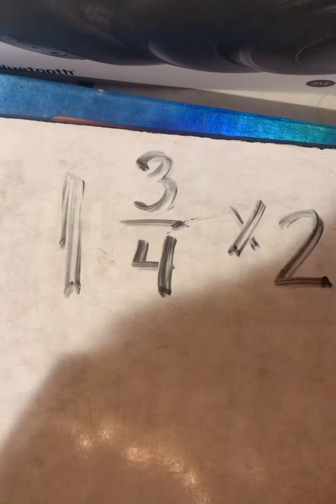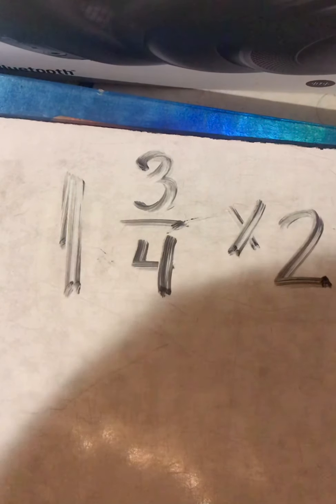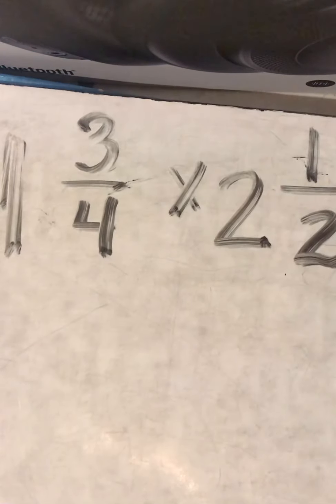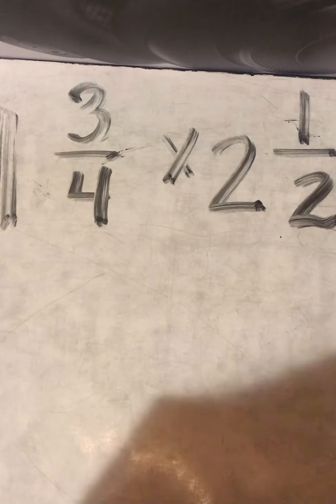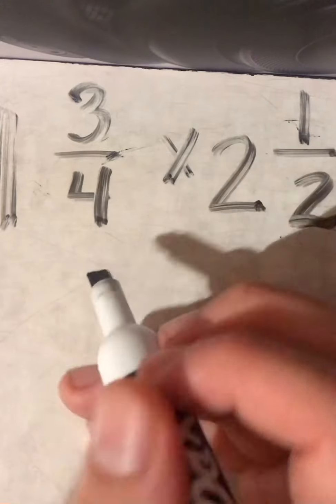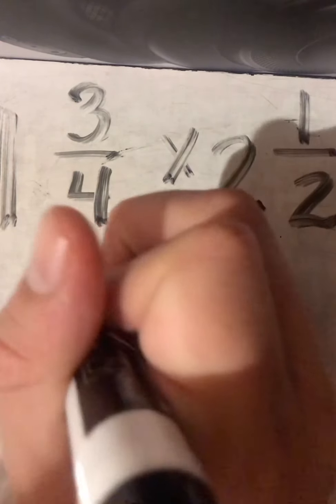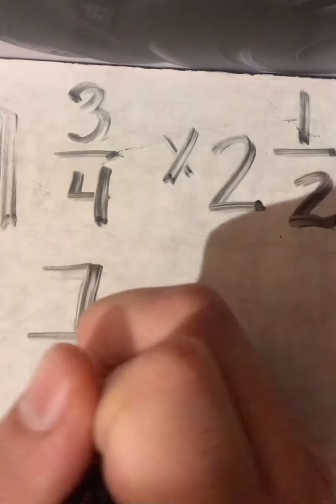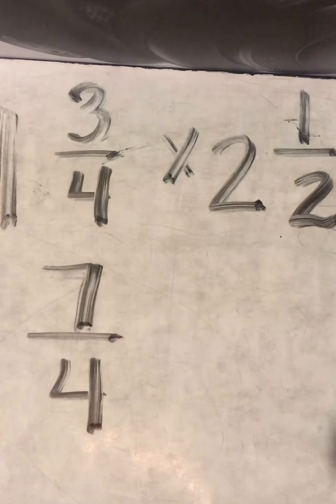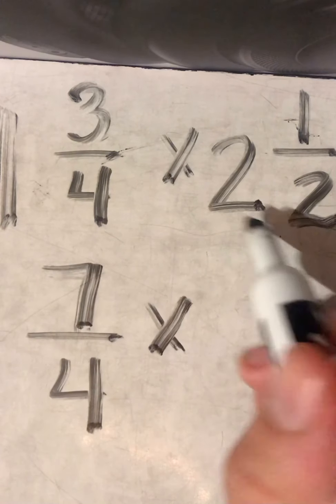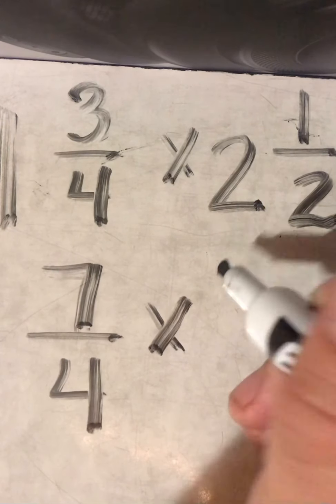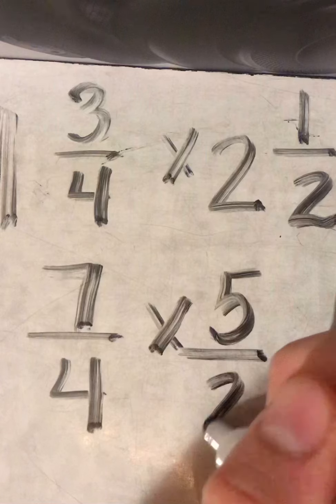1 3/4 times 2 1/2. So step number 1 is to change the mixed number into an improper fraction. 4 times 1 is 4, plus 3 is 7, and I get 7/4. Then I change 2 1/2 into an improper fraction. 2 times 2 is 4, plus 1 is 5, and I get 5/2.